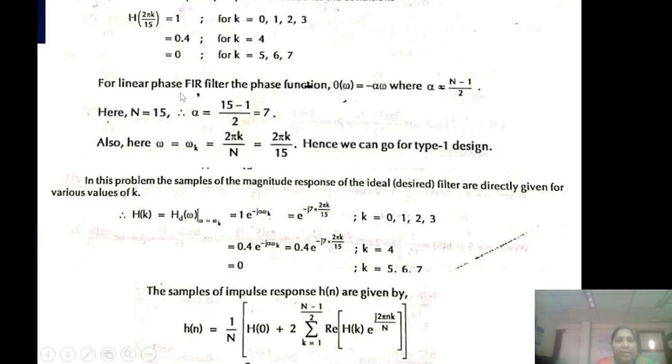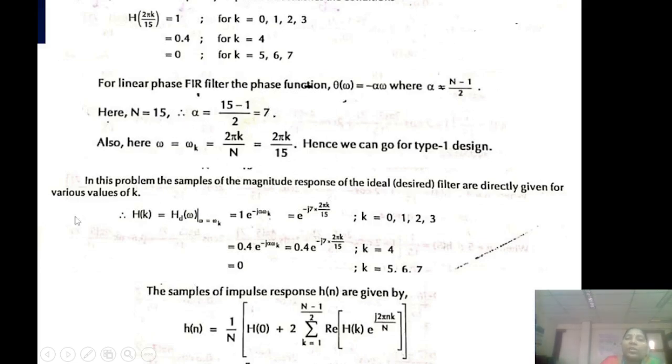For a linear phase FIR filter, theta of omega equal to minus alpha omega, where alpha equal to N minus 1 by 2. When you substitute N equal to 15, alpha equal to 15 minus 1 divided by 2, so the alpha value you will be getting is 7, and omega equal to omega k. In the 2 pi k by N, in the place of N you substitute 15, so it will be 2 pi k by 15. So according to the type 1 design, omega value we have obtained as 2 pi k by 15, alpha value we have obtained as 7.